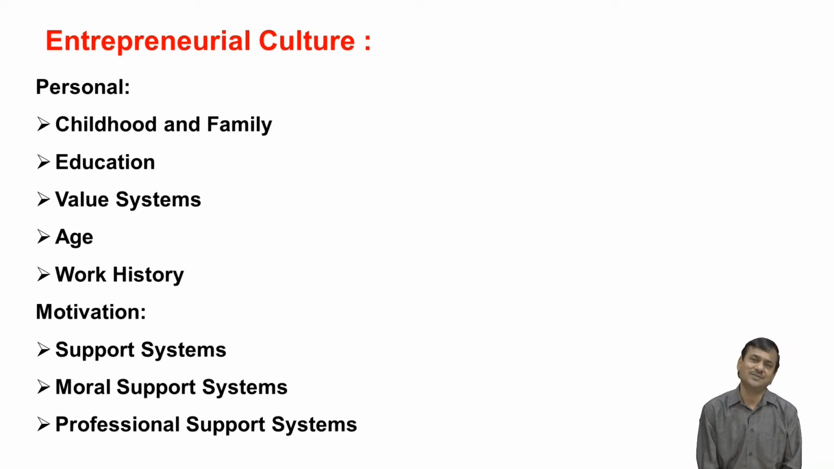All these things are there, but you need some motivation, students. And this motivation could come from the support system, from the moral support system, and from the professional support system. Wherever you are working, that is called the professional support system. Moral support system, something, your ethics that you have imbibed from your family, from your reading, from your observations, they also help you. And the overall system, government mechanisms, other bodies, they should also motivate you.